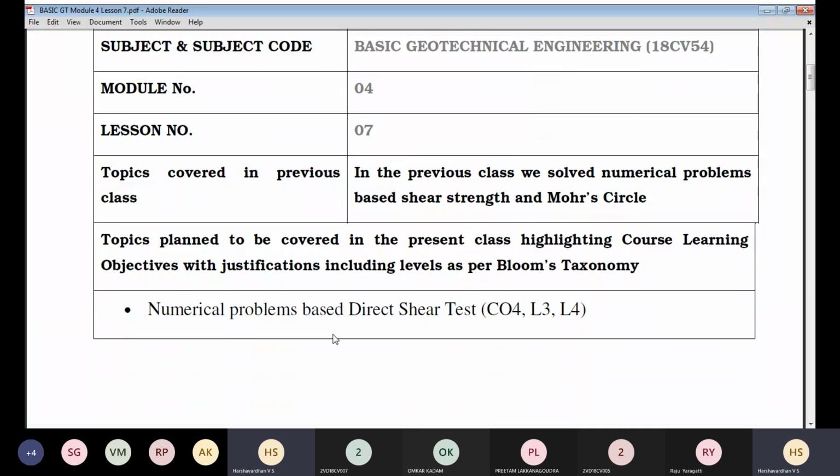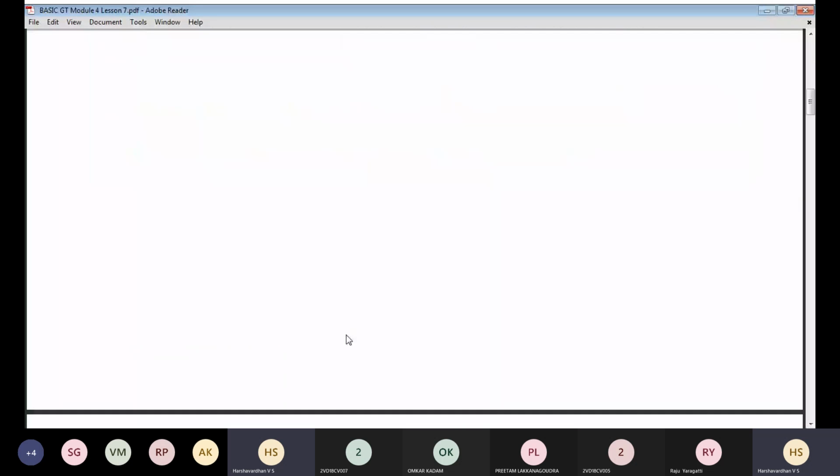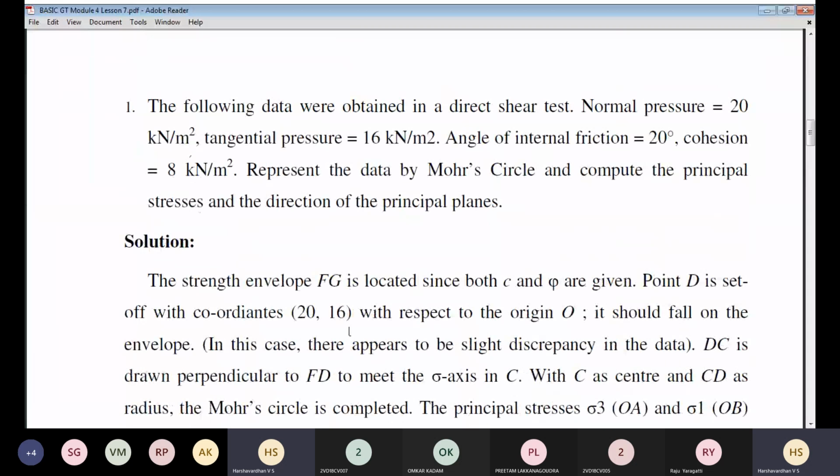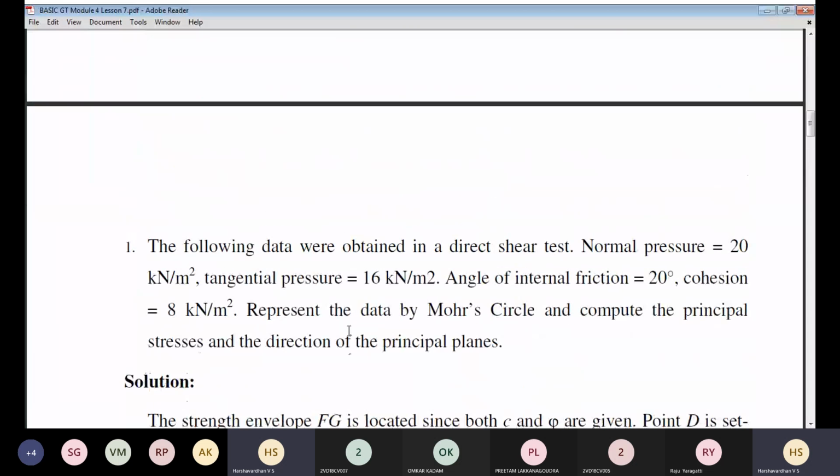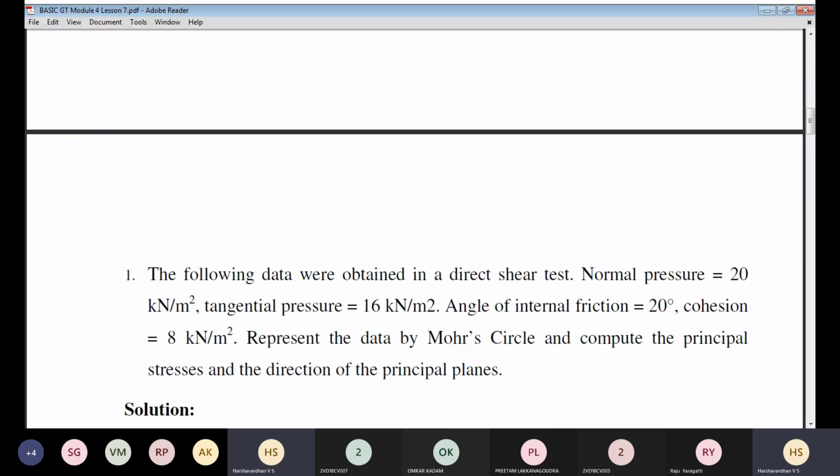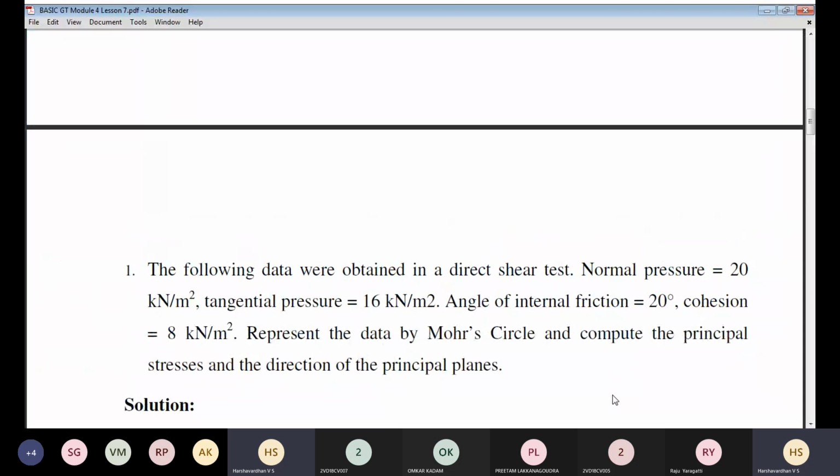So write down the first problem. Today we'll be solving numerical problems based on direct shear test. So write down the first problem. I hope the first problem is visible to all of you.